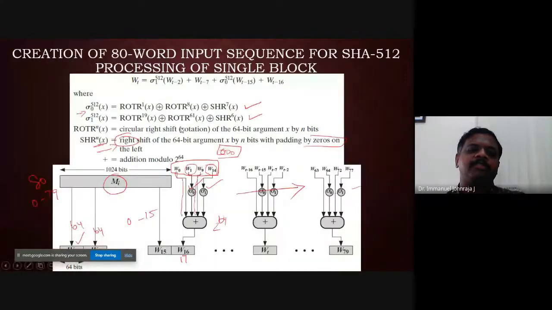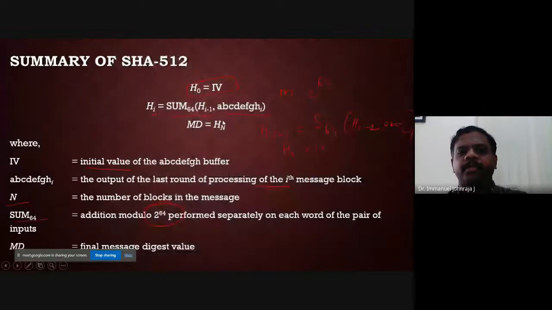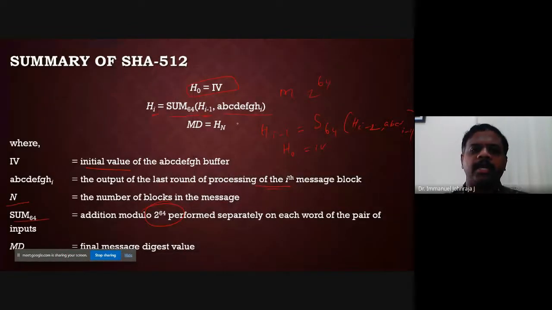And finally we stopped here, seeing how these words are scheduled for every round, and what's happening in the sigma function, what is rotation, what is the shift function. It is not circular, it is only a right shift, so that you get zeros in the preceding positions, padded with 0 on the left. And finally, you will have the last round, that is HN. Okay, so HN will be your hash code, which is 512 bits in size. All right.